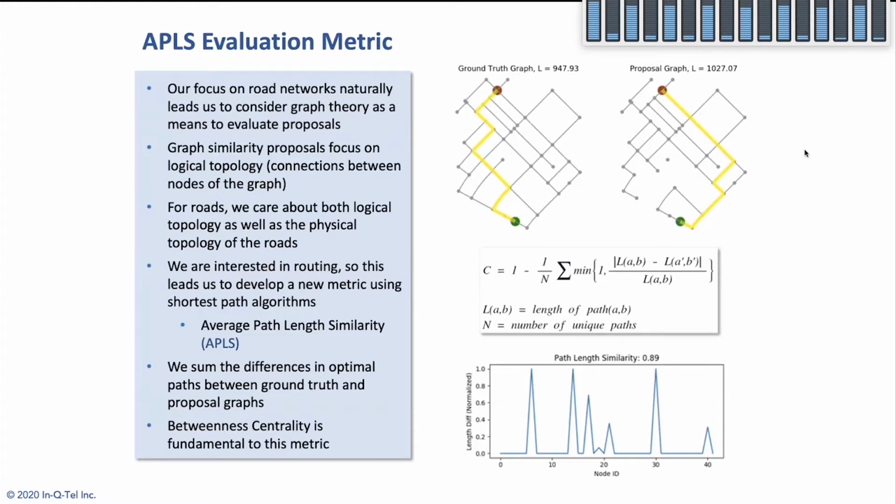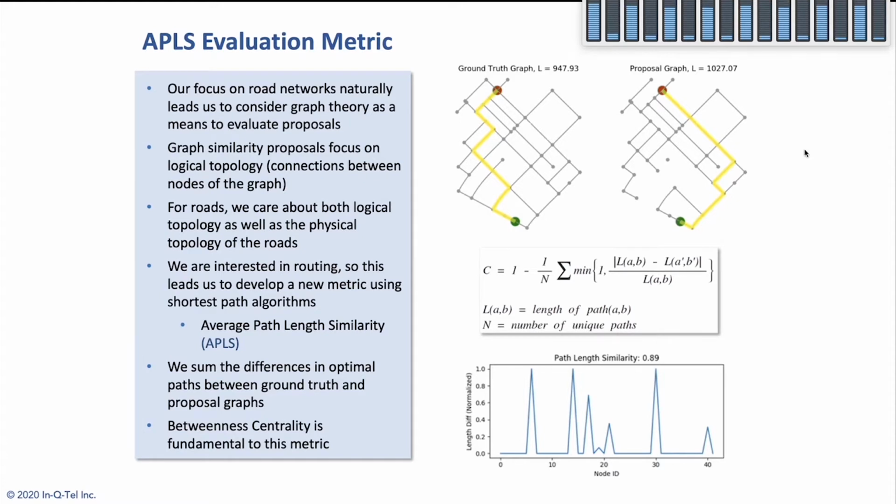And so you'll see these two graphs here on the top right. The ground truth graph, you see this yellow line going from the green to the red. But then your proposal graph has a different route because you've lost some edges. And so you have this different path. You do this for all the different paths of interest, sum it up, and you get the measure of the APLS score.